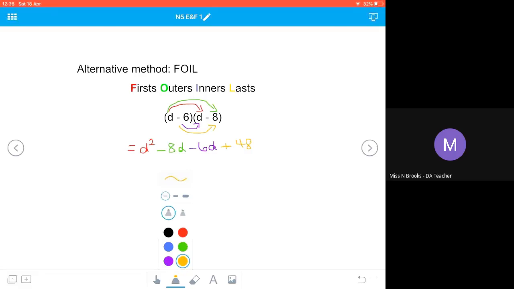Now, we still need to collect our like terms, so we're going to collect that -8d and that -6d in the middle. So if you've got a double bracket, you're always going to end up with 3 terms in your answer, unless it's a difference of 2 squares where you'll end up with 2, but we'll look at that in another video. And so we've got d squared, and -8d - 6d gives you -14d + 48. And that's your final answer.